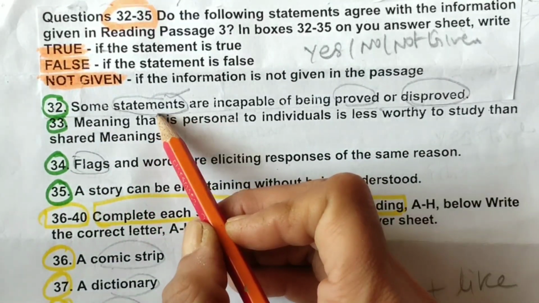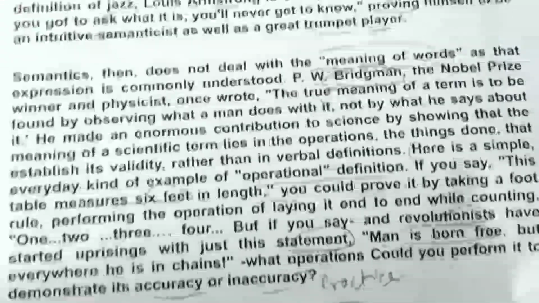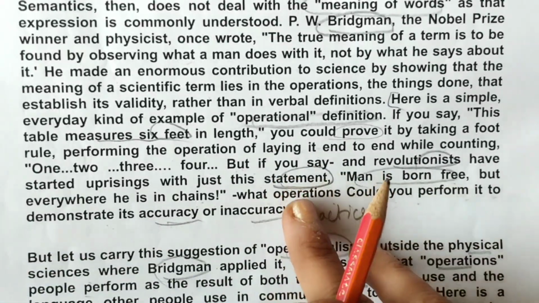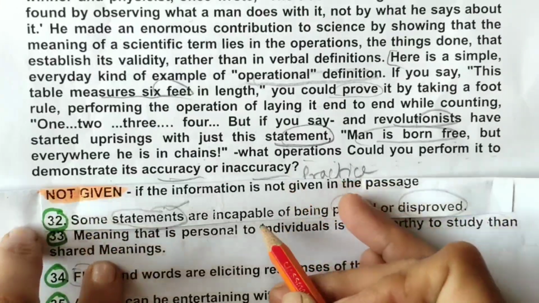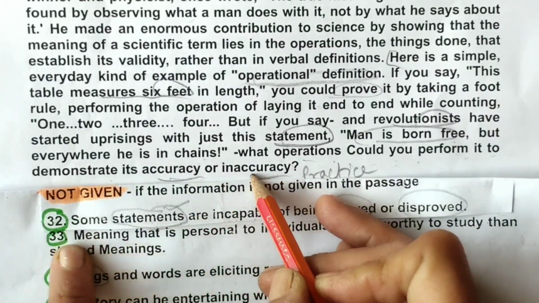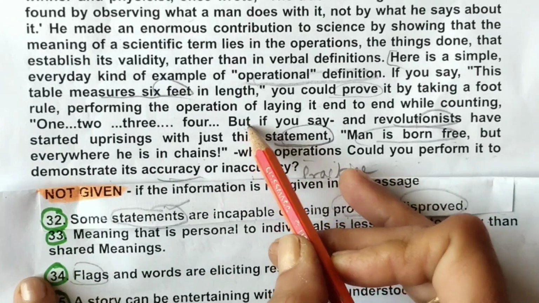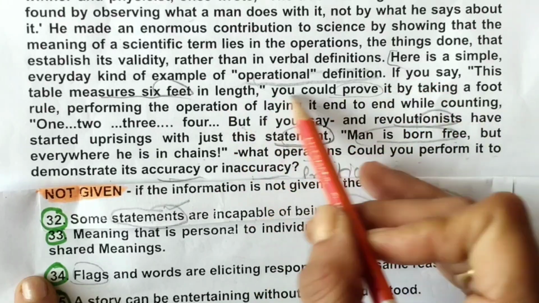Okay, so flags also we know it. Statements, so I know they were talking in statement here in this paragraph. I will be showing you the location also and the question. You decide your answer also. Okay, so some statements are incapable of being proved or disproved, accuracy or inaccuracy. Indirectly they are talking about the same thing. So we will start from here.